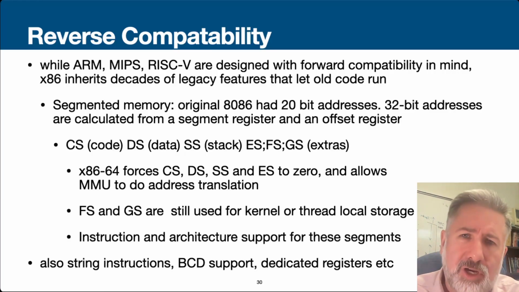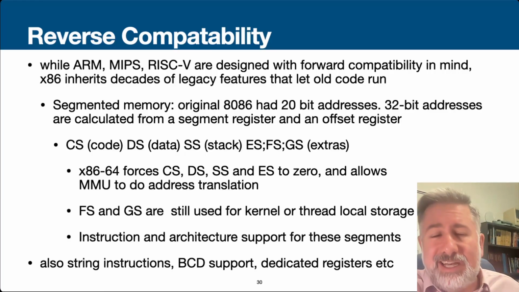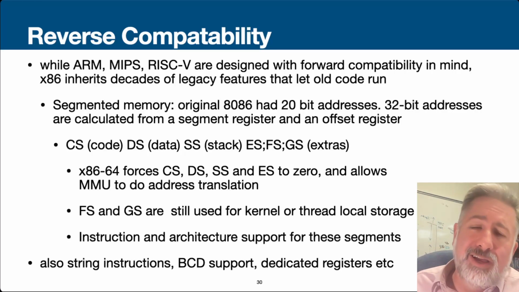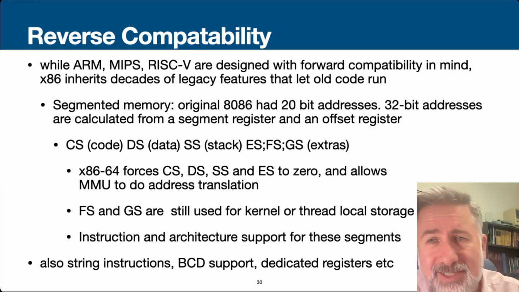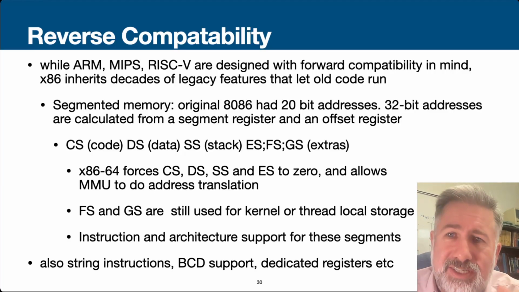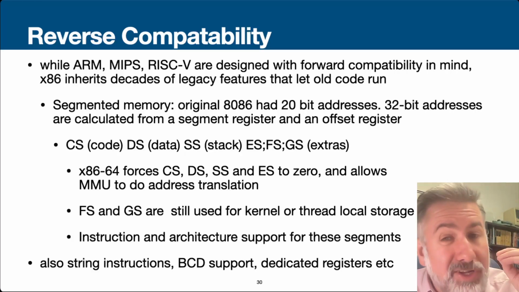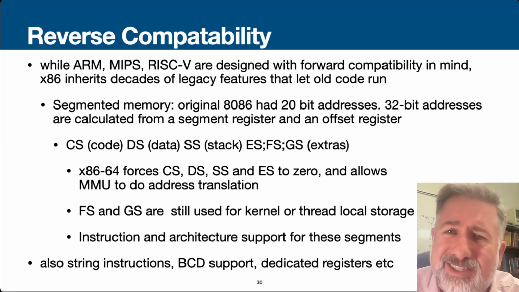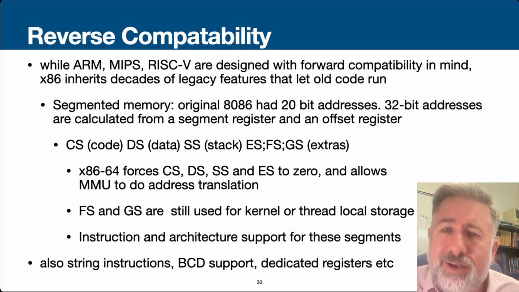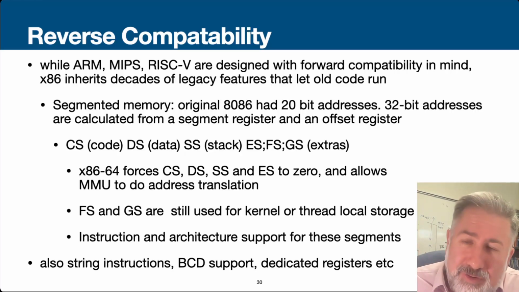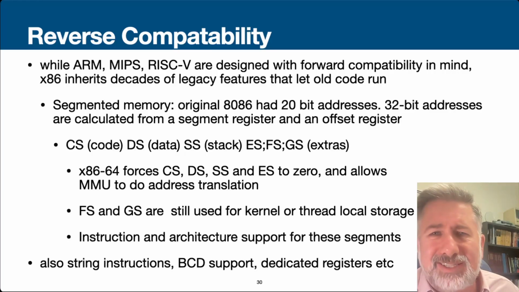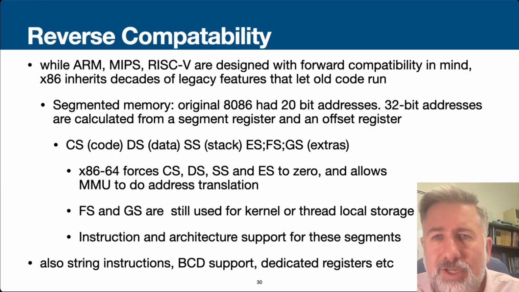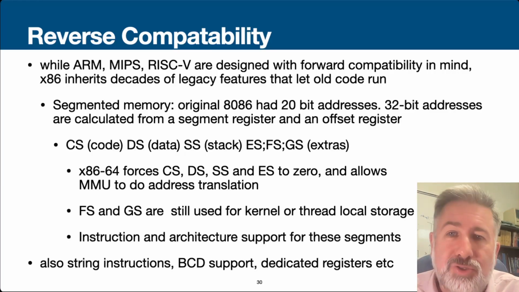This is a very expensive and complicated process that was not needed as of like the 386 days, but it's still there because we have to maintain reverse compatibility. In fact, x86-64 forces CS, DS, SS, and ES to 0. So they're in the architecture, but they are forced to be useless. It's like an appendix. It's a vestige of a previous version. It's a snapshot into what it used to look like. And we need it for reverse compatibility, but it's just this extra baggage that would be better not to have. F and G are still used for kernel and thread local storage, and you need architecture and instruction sets to support these segments.